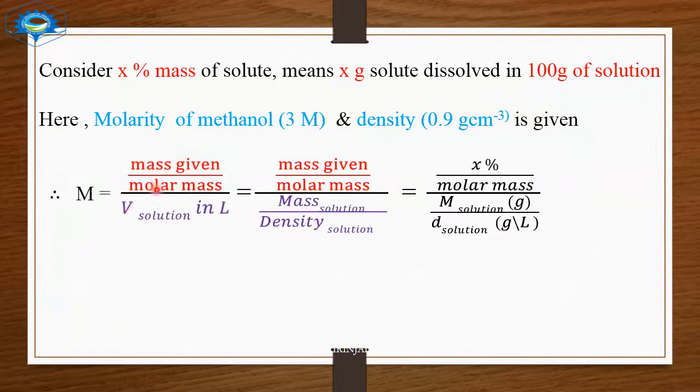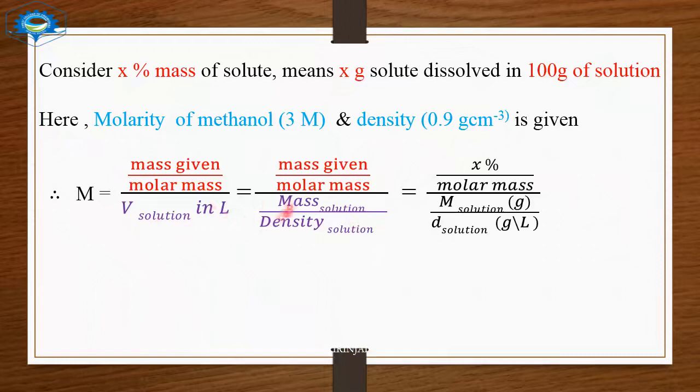We have the equation for molarity: molarity is equal to mass given divided by molar mass, divided by volume of solution in liter. In this, molarity is already given in our problem, which is 3 molar. And to find the volume of solution, our hint is the density, 0.9 gram per centimeter cube.